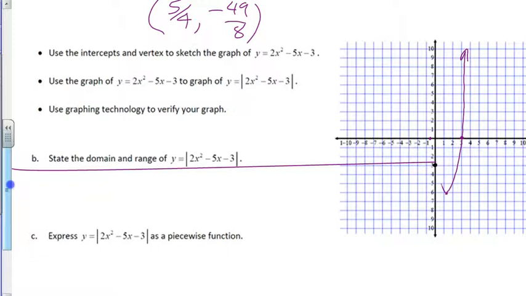Okay, sketch. Good. Arrows. Use the intercepts and vertex to sketch the graph. Check. Use the graph of this to graph. Okay, so what do I do to graph the absolute value function?